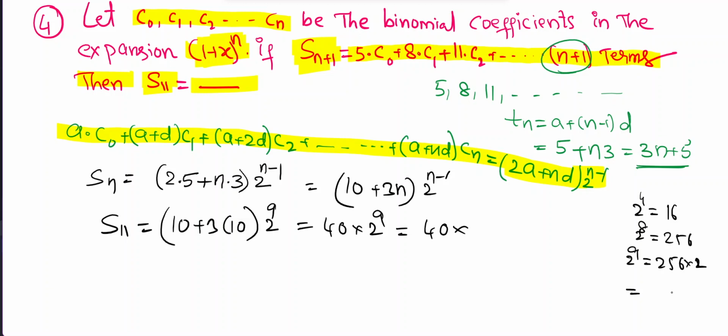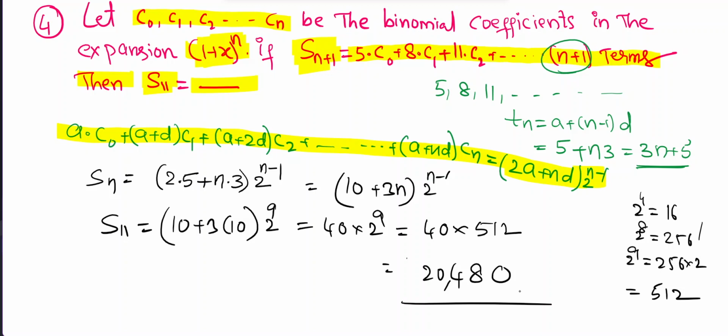256 into 2. This is 512. That is equal to 40 into 512. So multiplying by 40, 4 2s are 8, 5 4s are 20, this is 20,480. This is the required answer.